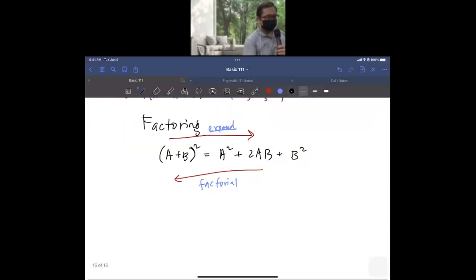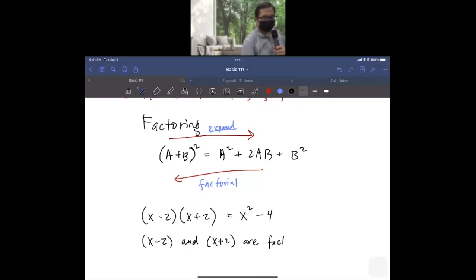So if we have, let's say, we start with x minus 2 and x plus 2. We expand this to become x squared minus 4, right? And we say that x minus 2 and x plus 2 are factors of x squared minus 4.